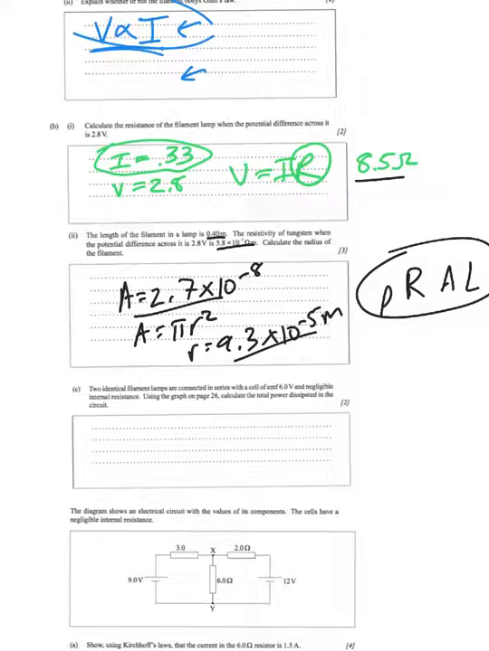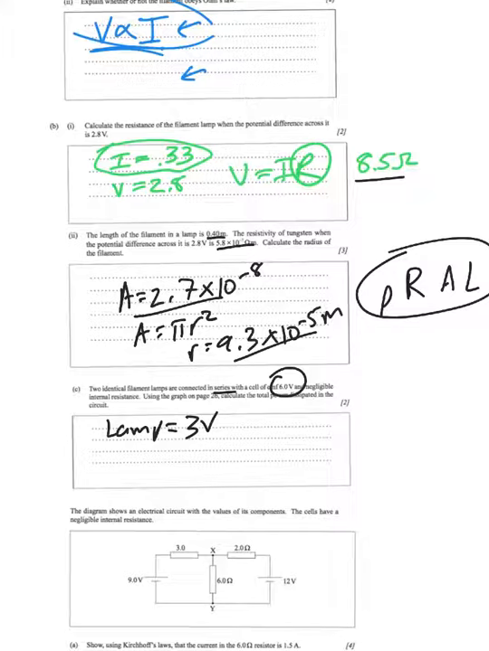2 identical filament lamps are connected in series with a cell of 6 volts and negligible internal resistance. Using the graph on page 26, that's actually the graph that was up above, calculate the total power dissipated in the circuit. So with a cell of 6 volts and 2 lamps, each lamp should have a potential difference of 3 volts, right? Because they're in series, one lamp will lose 3 volts, and then the other one will lose 3 volts. So you end up with 3 volts per lamp.